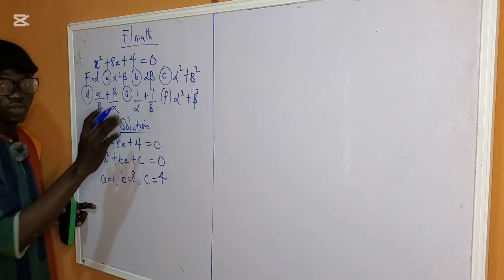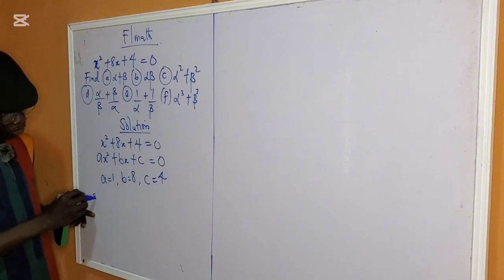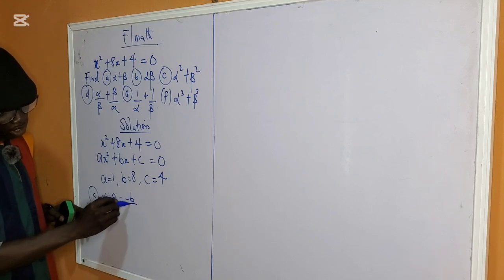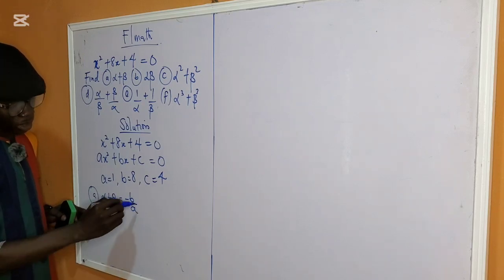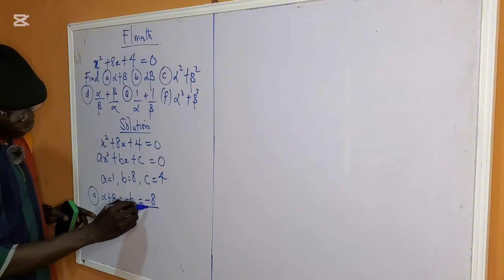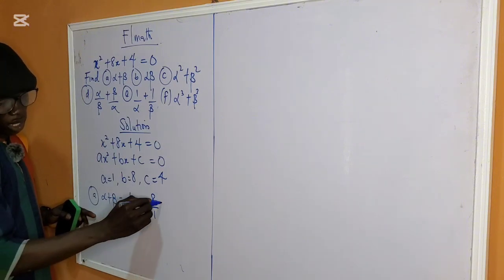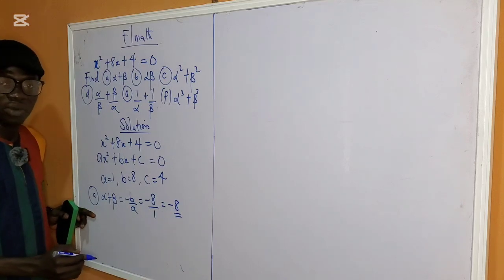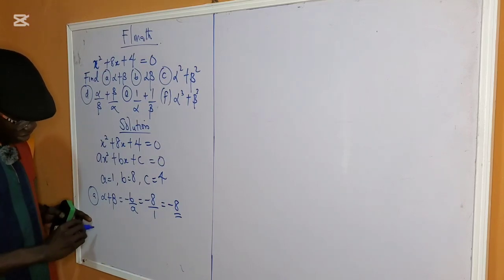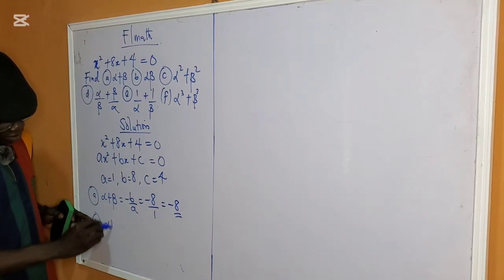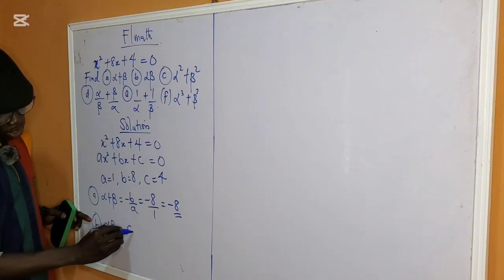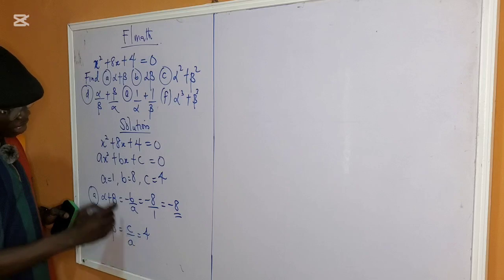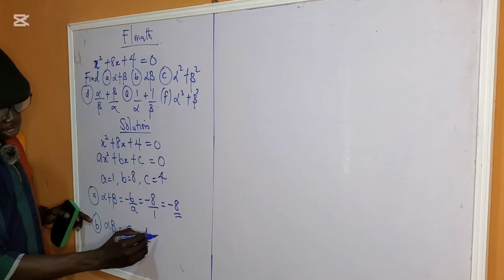So the first thing they ask us to find is alpha plus beta. So for a, alpha plus beta equals minus b over a. Therefore, that is minus 8 over 1. Minus 8 divided by 1, that is minus 8. We've gotten our alpha plus beta. Very simple. For b, alpha beta equals c over a. What's our c? c is 4 and a is 1. That is 4.